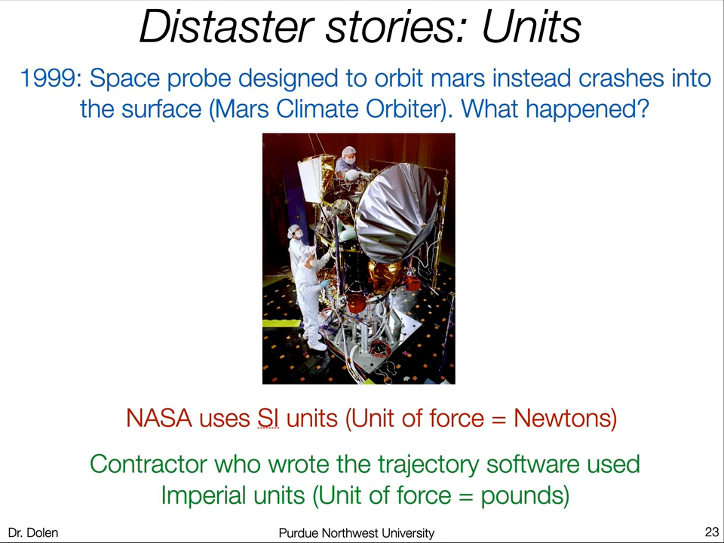A more modern example, in 1999, the space probe, the Mars Climate Orbiter, launched from the Earth, flew all the way to Mars, and then when it got there, instead of orbiting Mars, it just crashed right into Mars. What happened? Well, this was another unit mistake. NASA uses SI units, as everybody should. In SI units, the unit of force is a Newton. But one of the contractors who wrote the trajectory software for this satellite used what are called imperial units, where the unit of force is a pound. And so the conversion was off, and calculations were off for that reason.